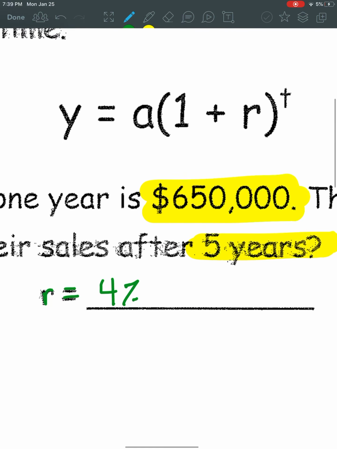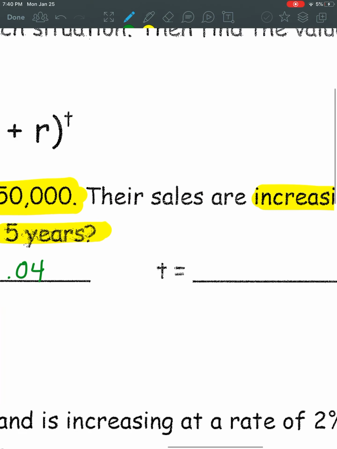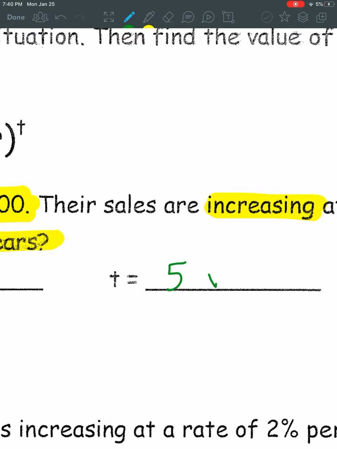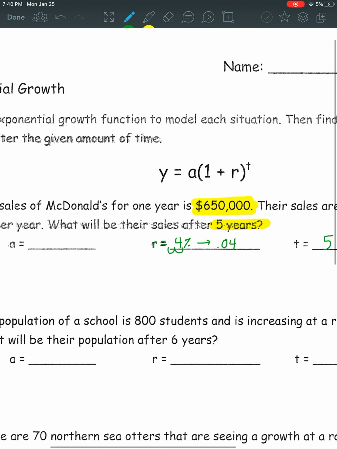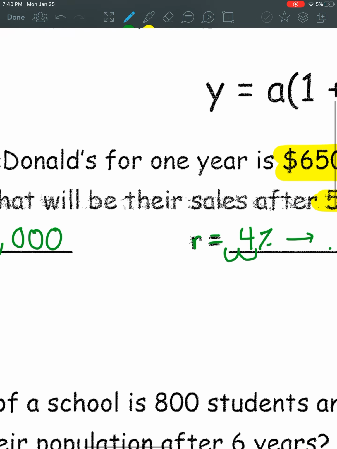The R is always your percent, so that is your 4%, but I'm going to write it down also as a decimal right away as 0.04. Remember, move your decimal 2 places to the left. And then T, we want to know after 5 years. So once we have those details, then we can just set up our formula, plug everything in the right spots.